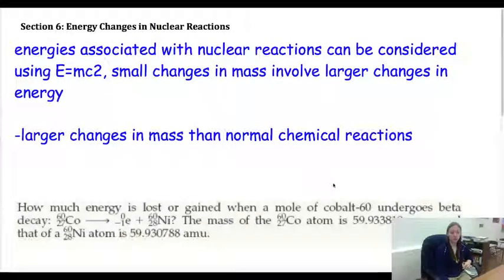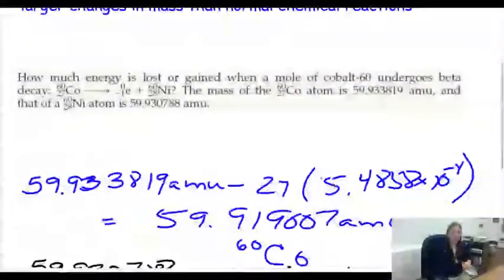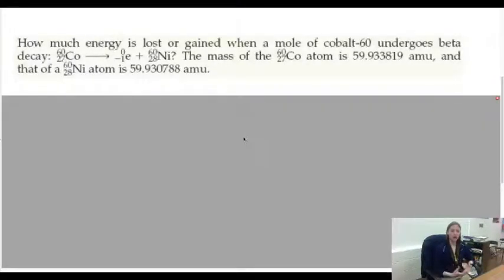The first one we're going to look at is dealing with how much energy is lost or gained when a mole of cobalt-60 undergoes beta decay. They give you the reaction, the mass of the cobalt-60 atom, and the mass of the nickel-60 atom. Notice how they're really not that much different. The first thing you have to look at is how much energy we have lost, which is the E. Well, I have the E part, I need the mc squared part.